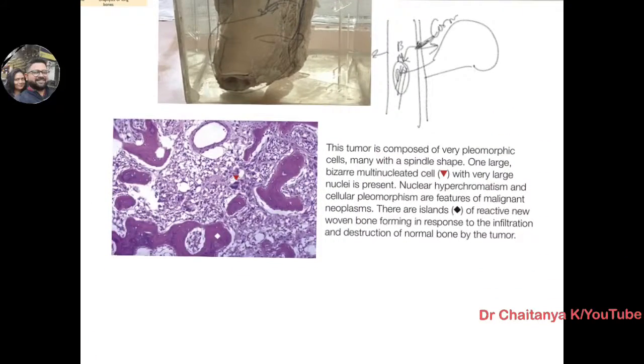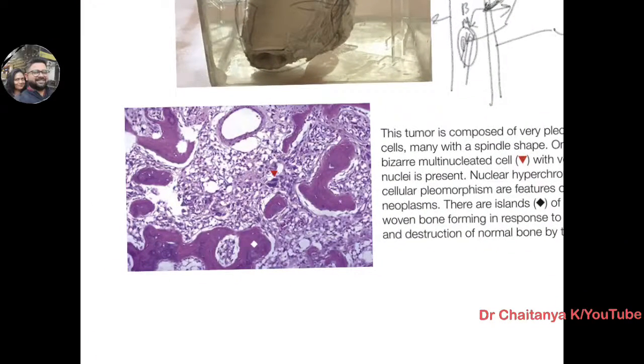Under the microscopy it looks like this. The violet or purple colored material is the new bone formation which is not lined by osteoblasts, and this is the tumor cell, which is bizarre and multinucleated. These are the gross and microscopy pictures from our today's practical. Thank you very much.